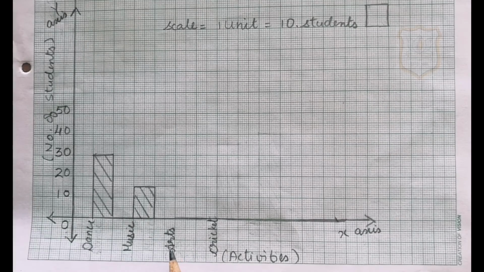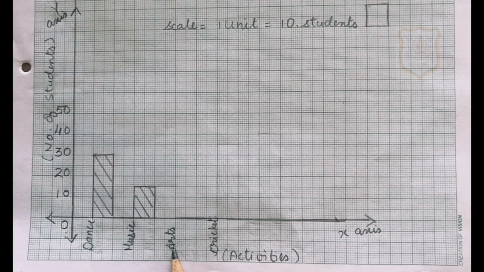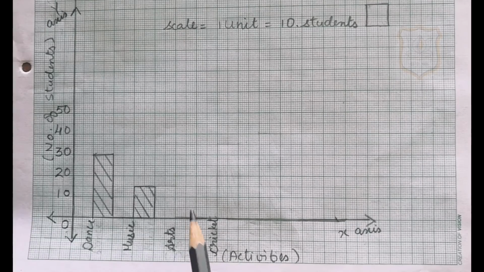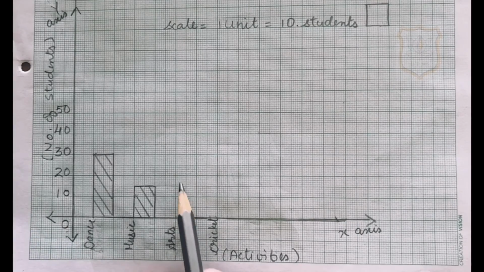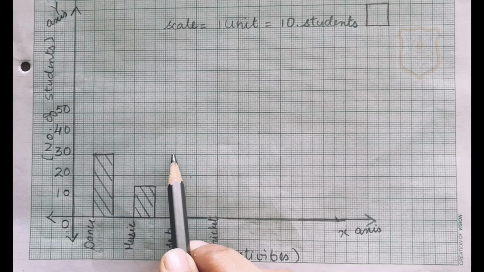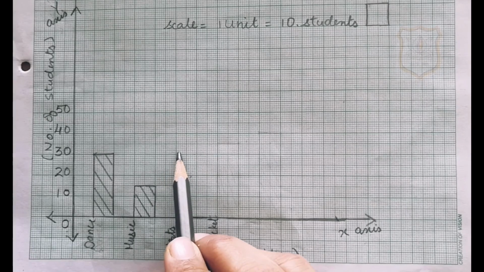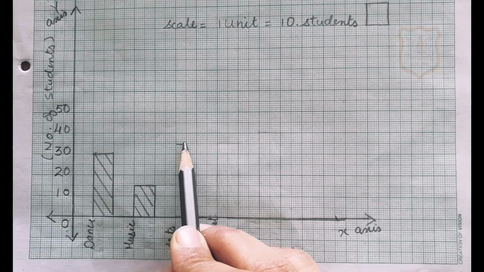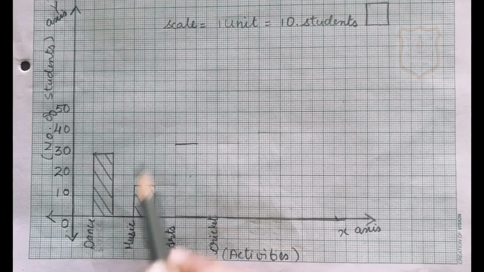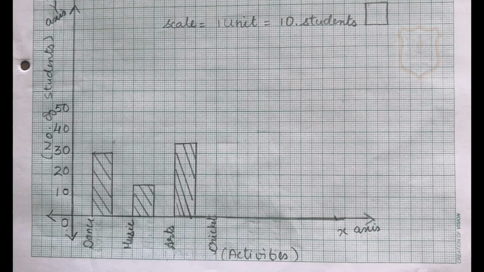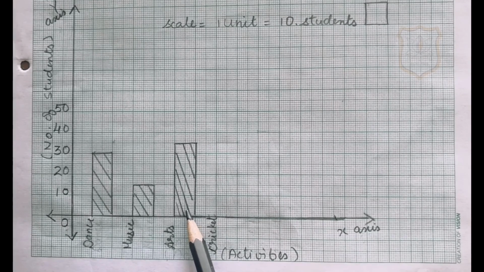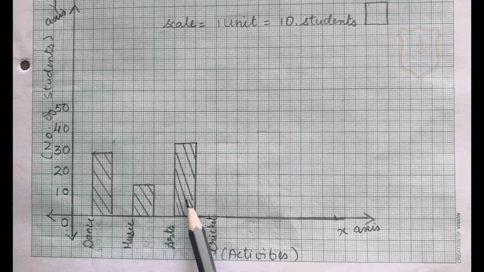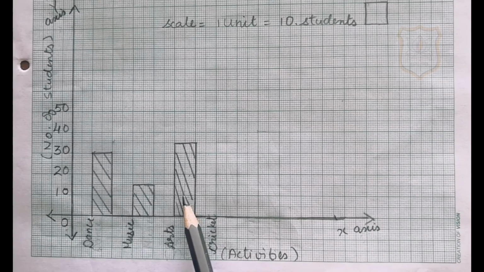Next activity is arts. 35 students are involved in arts. So this will represent 10 students, this line will represent 20, and this will represent 30. After that this one line will represent 31, 32, 33, 34, and this much height will represent 35 students. So students, we have to draw the vertical bar representing that 35 students are involved in arts.